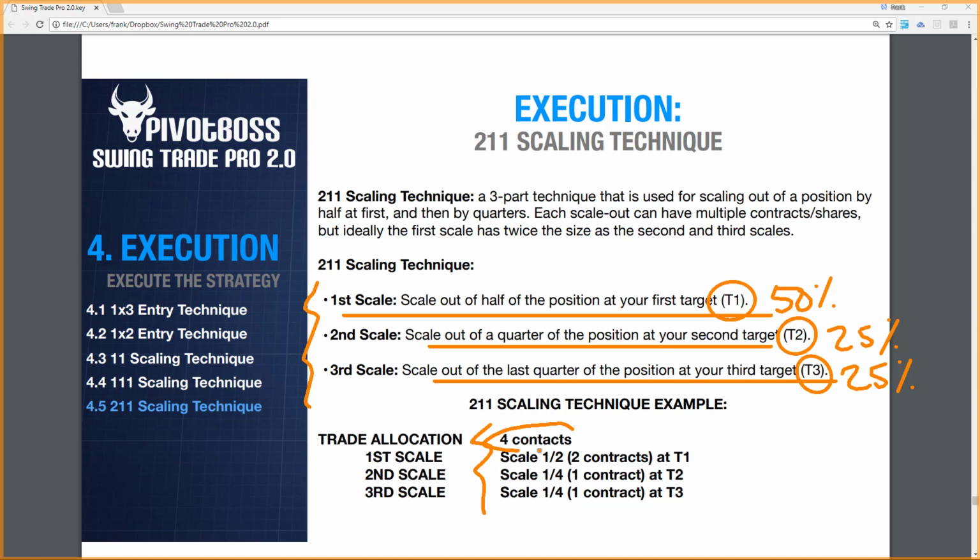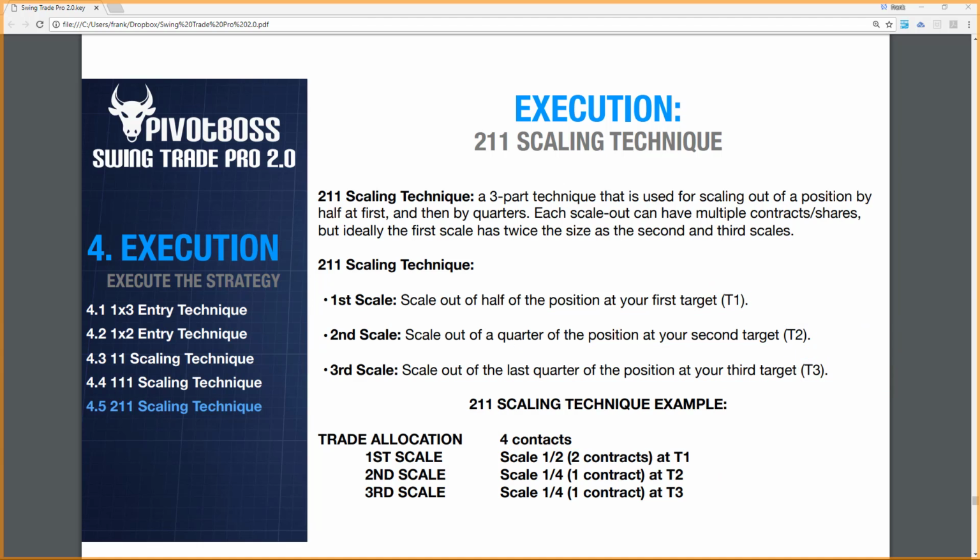Say you're trading a futures contract and you're in 4 contracts. You want to take 2 off at T1, take another contract off at T2, and take your last contract off at T3. So again, you're scaling by half at first and then scaling by quarters on scales 2 and 3.